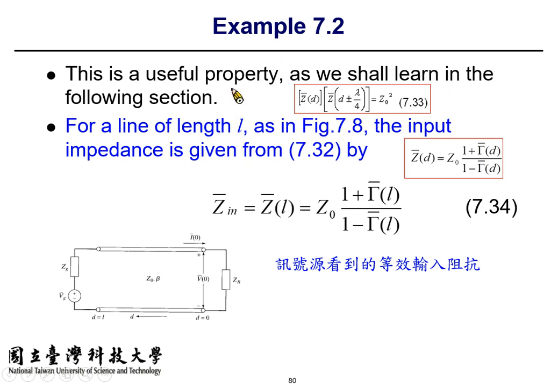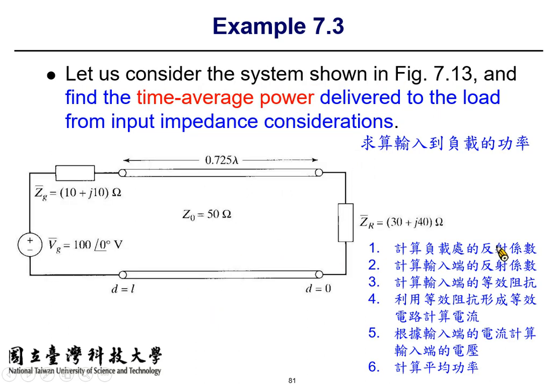All right, so finally, we can find out the equivalent input impedance at a distance away from the load. So finally, let's check up with another example, a transmission line. Here the characteristic impedance is 50 ohm. The length is 0.725 lambda.